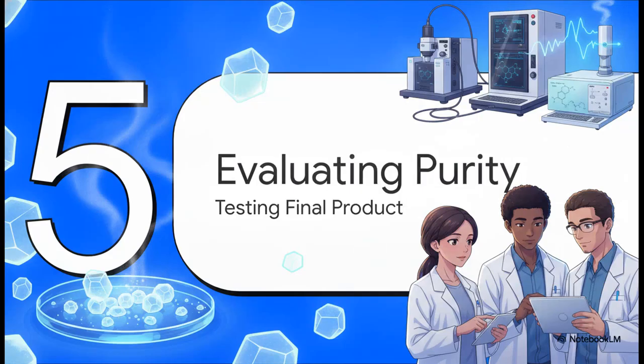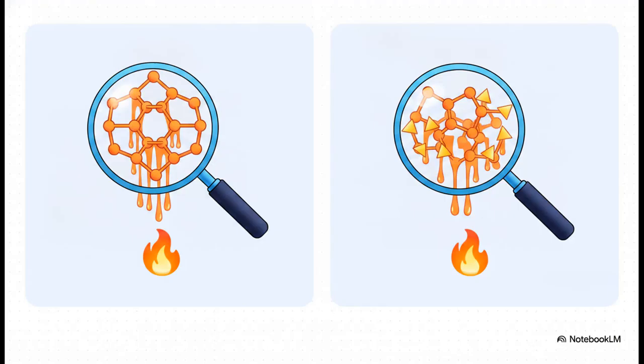Finally, the moment of truth. Section 5. Evaluating crystal purity. Once your recovered crystals have spent about a week drying on a watch glass to remove any lingering solvent, we test our success by finding the melting point. Remember that perfectly ordered lattice of orange hexagons? Well, because it's so perfectly ordered, it takes a very specific, uniform amount of thermal energy to break it apart. So pure benzoic acid will melt sharply right around 122.4 degrees Celsius.